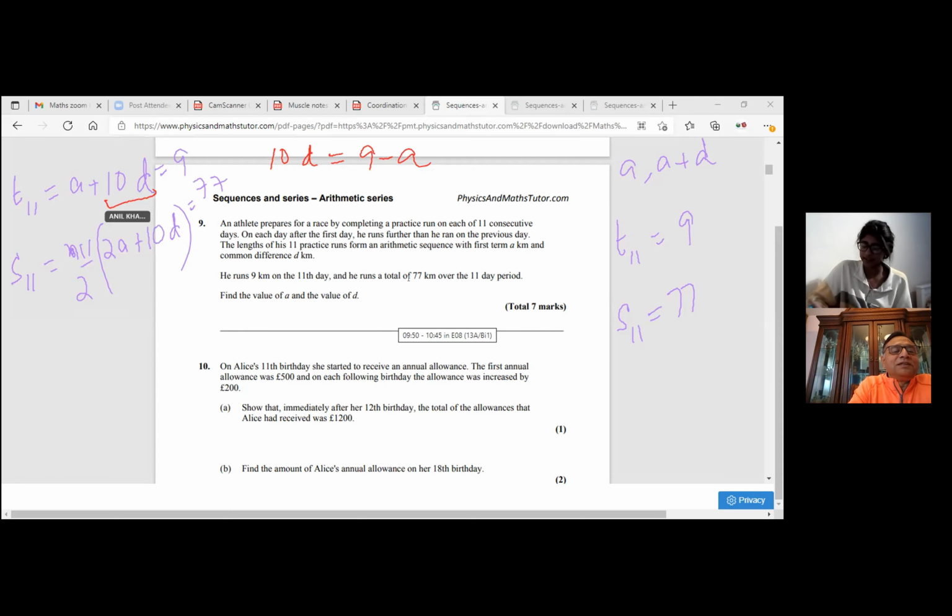Oh, and then sub it in. Sub it in here, right? So you get 77 equals 11 over 2 times (2A plus 9 minus A). Do you see how easy it is?